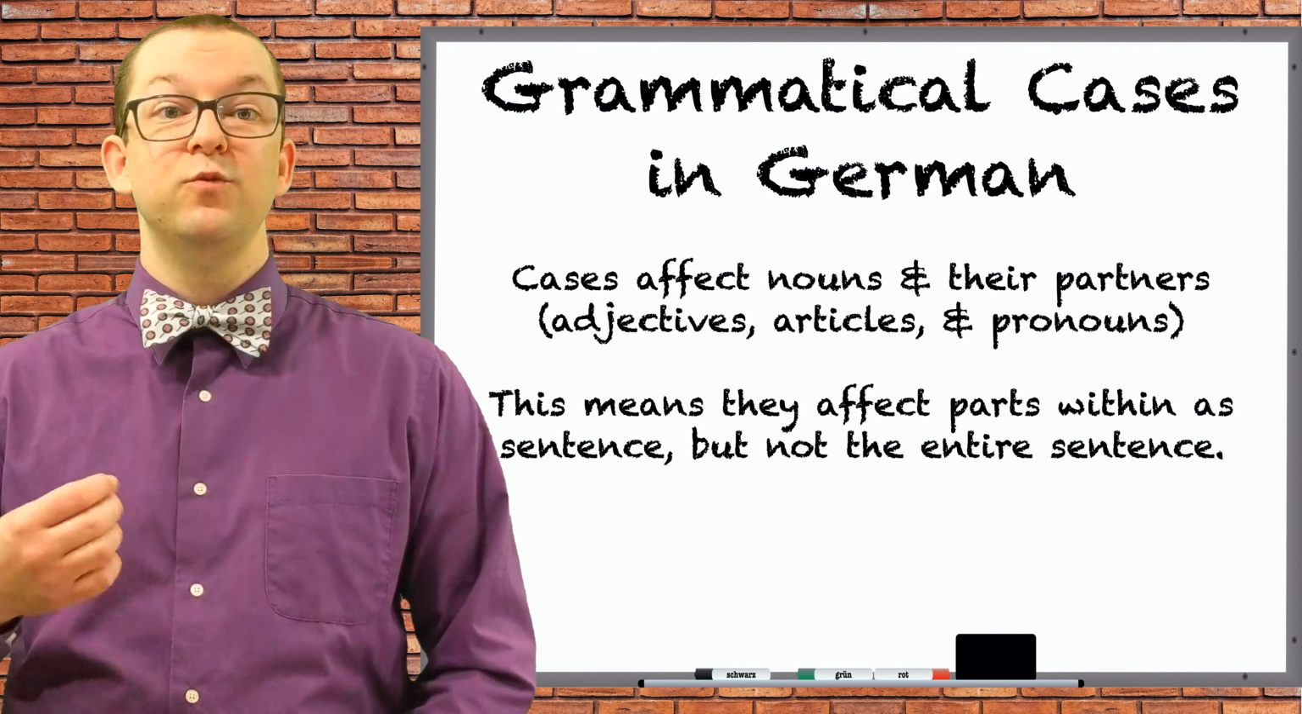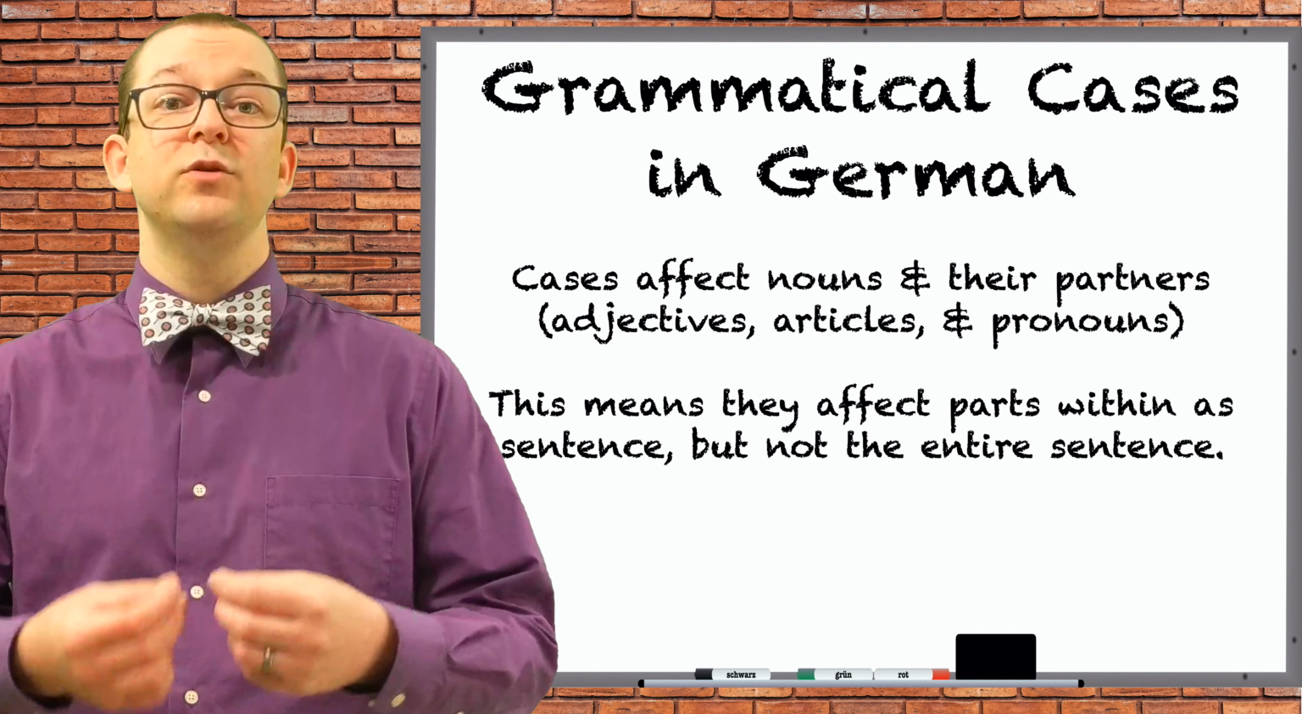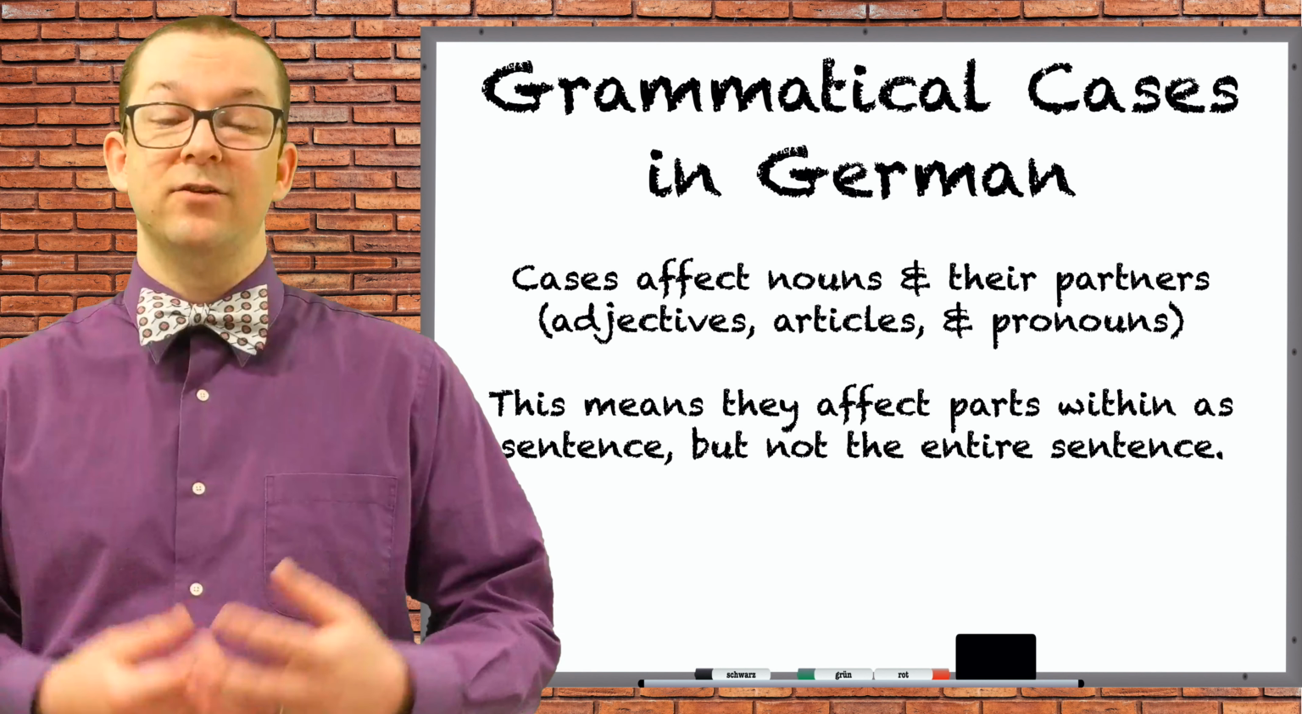Dative and all of the other cases, nominative, accusative, and genitive, affect nouns and their partners: adjectives, articles, pronouns. This means that when you use one of those things in a sentence, you use it in the case that is appropriate for the use within that sentence. Let's take a look at a few examples in both English and German.